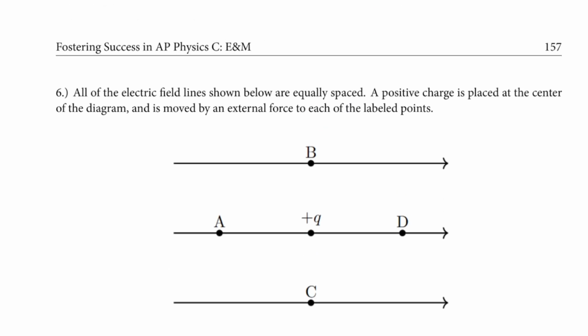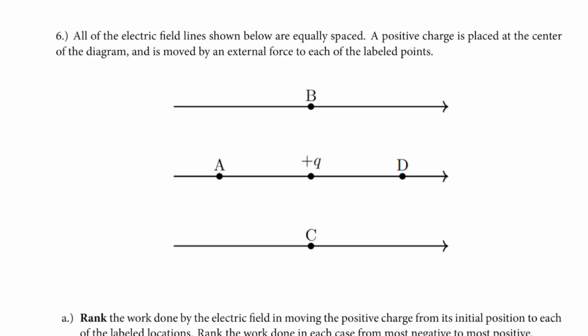All right, now for a ranking. So we have this plus Q charge, and it can be moved to a variety of places. So I might just automatically set up my sources and sinks so I can figure out what's going on with the potential here. All the electric field lines are equally spaced, with positive charge at the center, and an external force moves it to each of these. Rank the work done by the electric field if I move from the starting point to A or B or C or D.